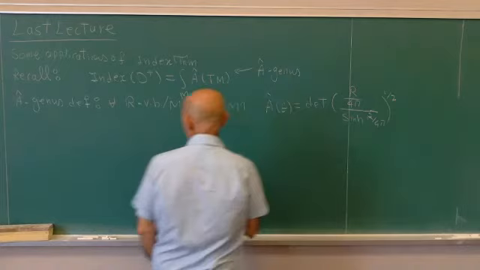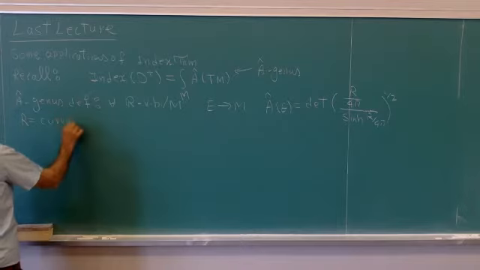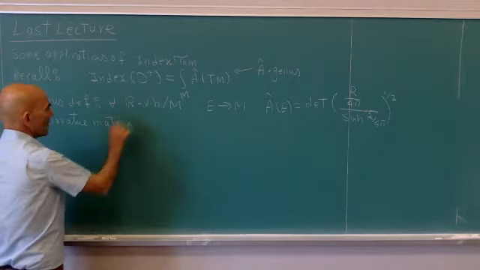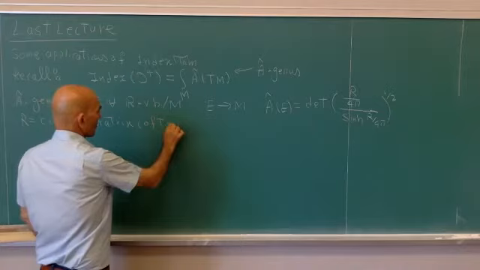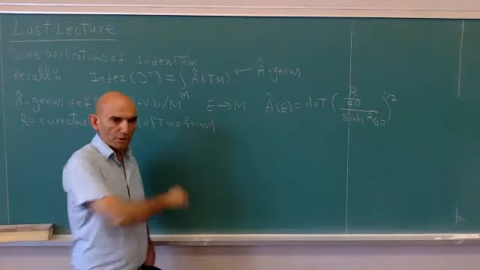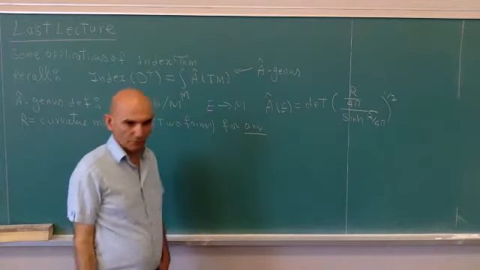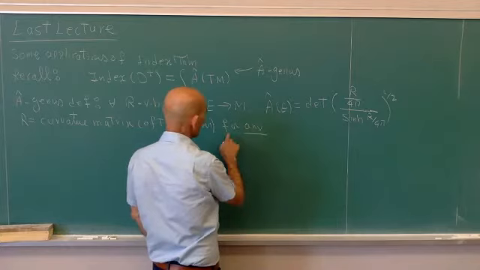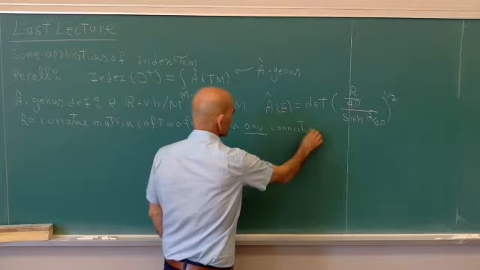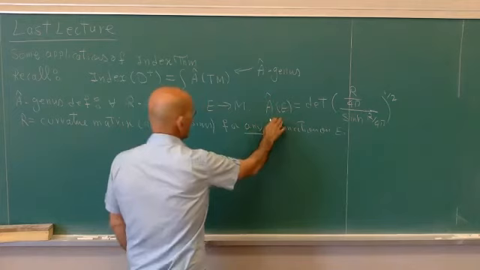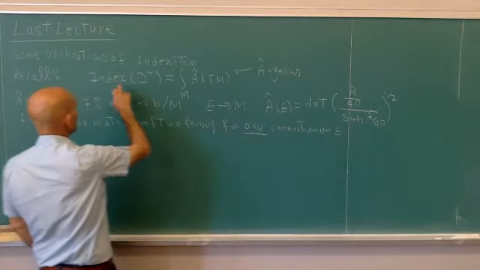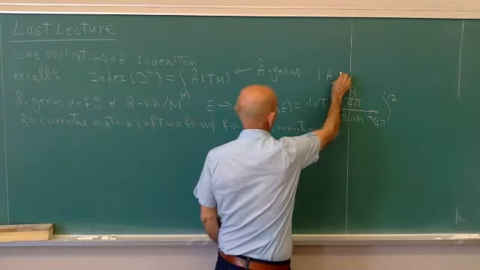Here R is the curvature matrix of two forms for a connection. We proved that its class is independent of the choice of connection. So this is the general idea of the A hat genus for vector bundles, and then we applied it to TM and you get this. So this was Atiyah-Singer for Dirac.